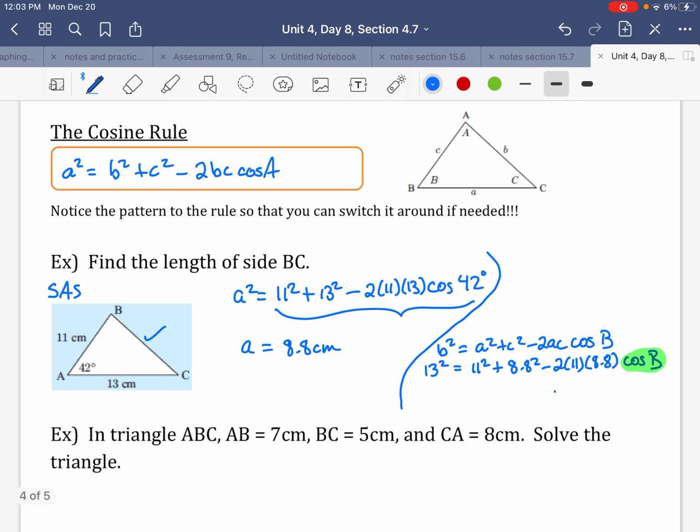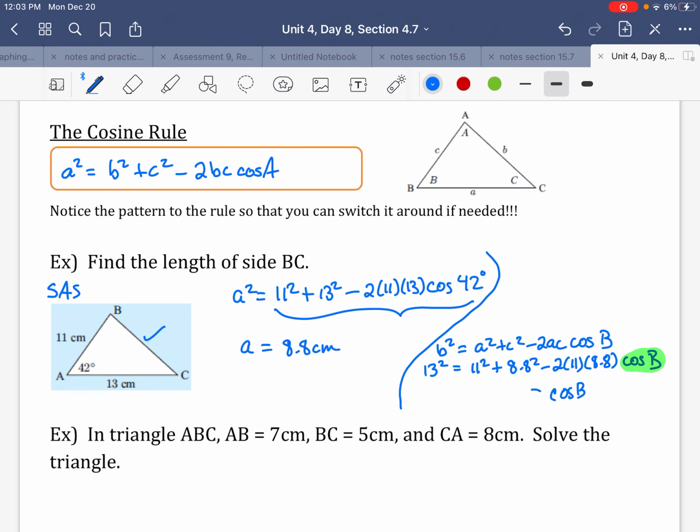I'm going to have this piece all by itself eventually. So imagine with me, I'm going to leave that over here, cosine b equals. What's going to happen is I'm going to have this 13 squared. I'm going to subtract 11 squared and subtract 8.8 squared. Then I'm going to have all this left on one side. So I'd have 13 squared minus 11 squared minus 8.8 squared, all over. What's happened here is I have moved these two to the other side. So now I have these things multiplied, so I want to divide by all of this part in front and leave cosine b. So negative 2, 11, and 8.8.